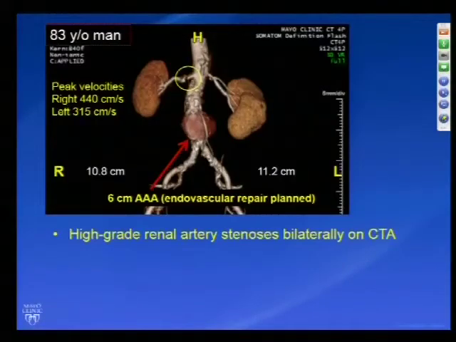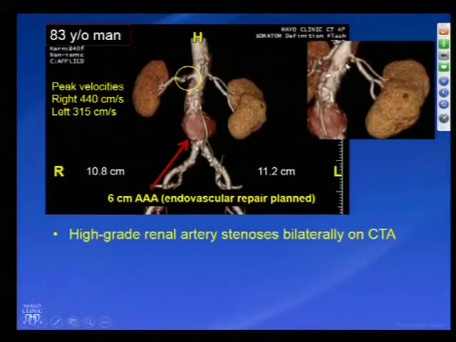Now this is a different scenario here. I put this image here because the vascular surgeon called us on this patient. This is an 83-year-old man, also a very known vasculopath. You can see that he has an aneurysm here, and the surgeons were going to intervene on that. But they have also noticed that he has bilateral renal artery stenosis.